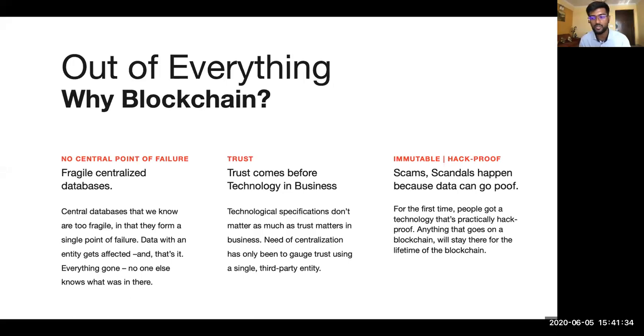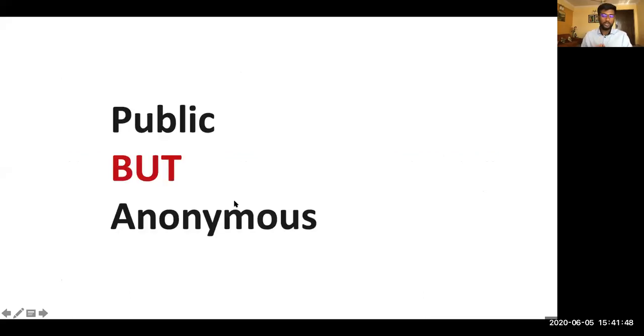Someone has asked, can everyone see the details of all the transactions in a public blockchain? Now, that's a very good question. I don't think I've put anonymity here. Okay, the next slide is about anonymity. Let's go to the next slide and then let's discuss this. So, a very good question at a very appropriate time.